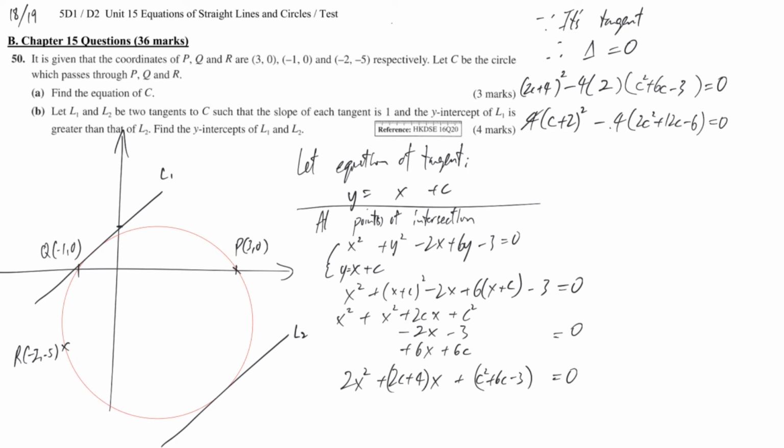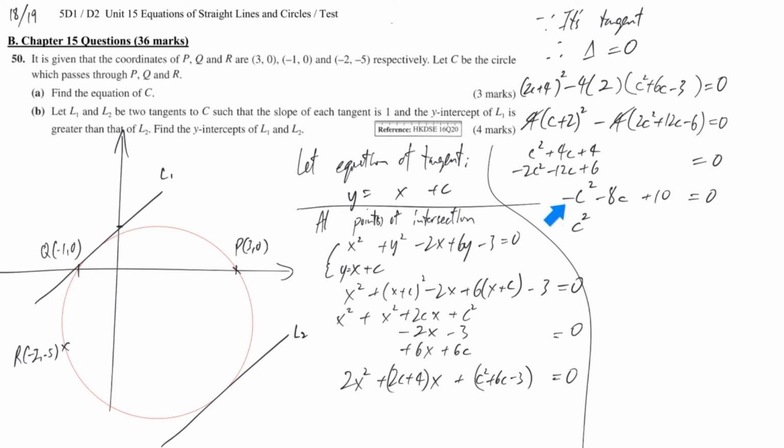So I can divide both sides by 4. 0 divided by 4 is still 0. c squared plus 4c plus 4, negative 2c squared, negative 12c, and then positive 6 is equal to 0. And then negative c squared minus 8c plus 10 is equal to 0. I do not get used to negative a, so I just multiply both sides by negative 1.